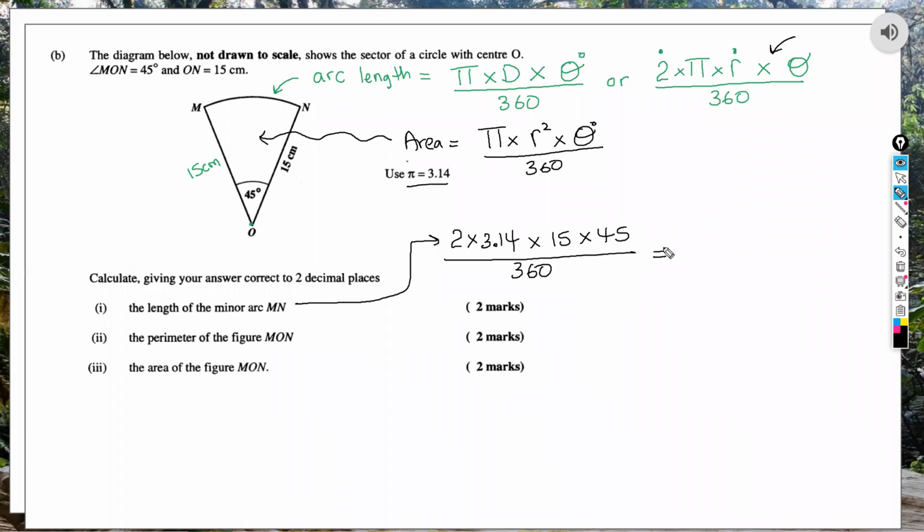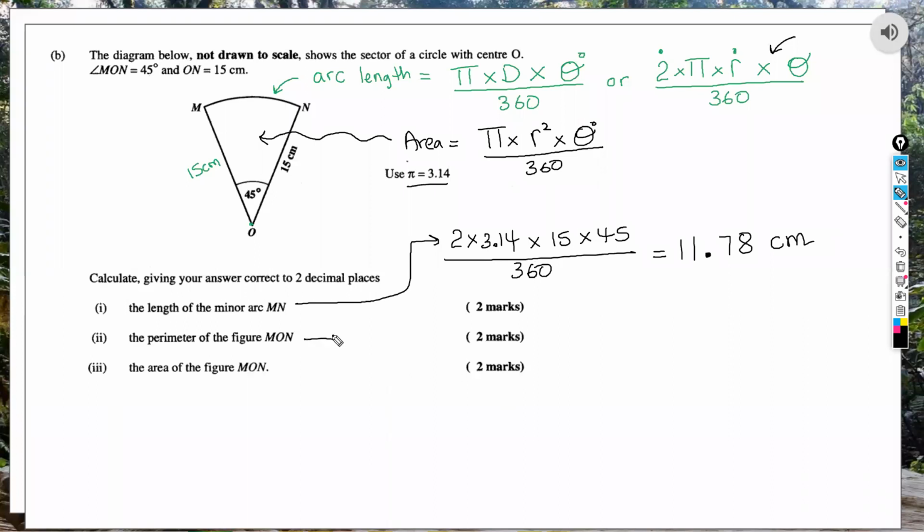So let's work that out. 2 by 3.14 by 15 by 45 divided by 360. And I am getting it to be 11.775. But if you go to 2 decimal places, I am just rounding it off to 2 decimal places, right? Centimeters.